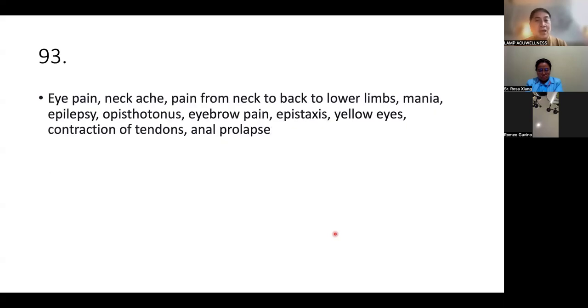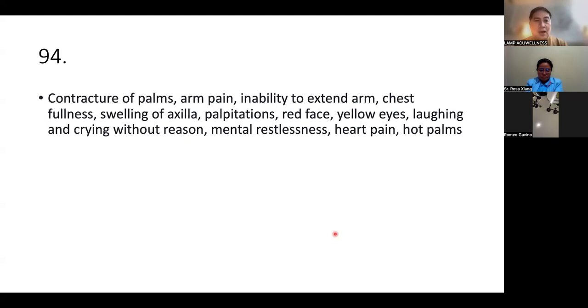Okay. Eye pain, neck pain, or neck ache, pain from neck to back, mania, epilepsy, opisthotonus, eyebrow pain, epistaxis, yellow eyes, contraction of tendons, anal prolapse. Bladder 64 and Kidney 4. Contracture of the palms, inability to extend arm, chest fullness, swelling of axilla, palpitations, laughing and crying without reason. Pericardium 7 and SJ5.